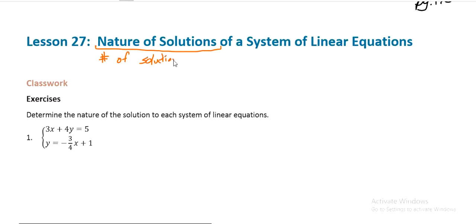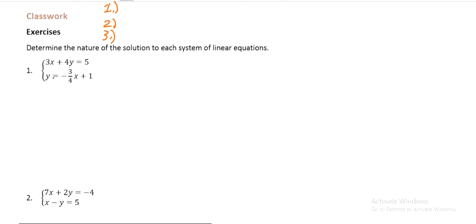And there are going to be three types of numbers of linear equation solutions. So let's go ahead and write 1, 2, and 3. We will fill them in as we go through these three exercises. In exercise 1, it says determine the nature of the solution to each system of the linear equations. And here we have 1.